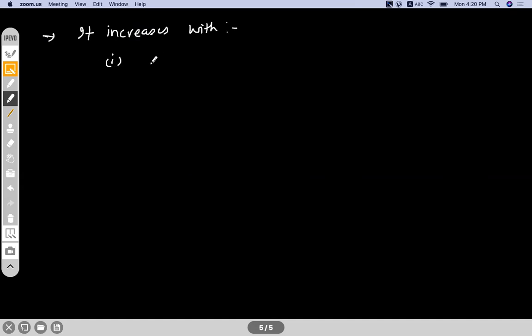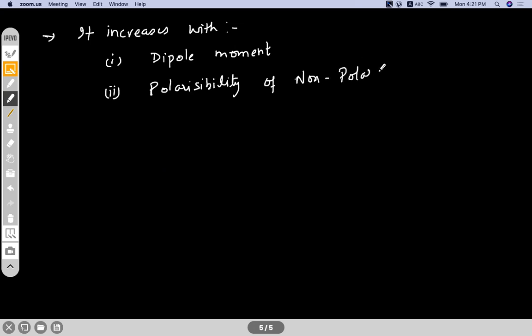The first factor, obviously, is dipole moment: more dipole moment, more will be the interaction and more will be the induced dipole. The second one is polarizability of the non-polar molecule. Okay, these two factors we have for this.